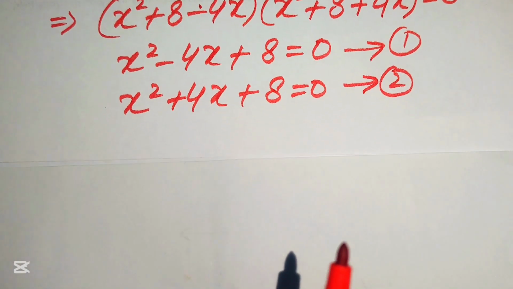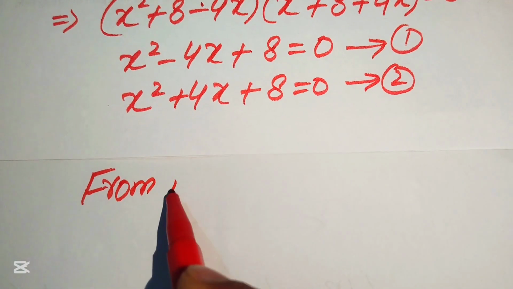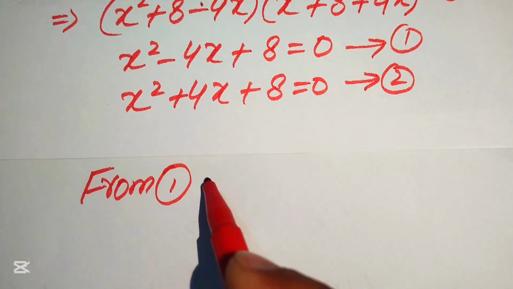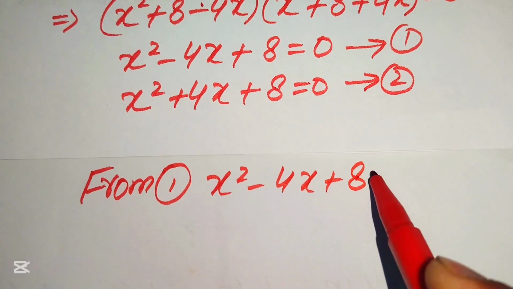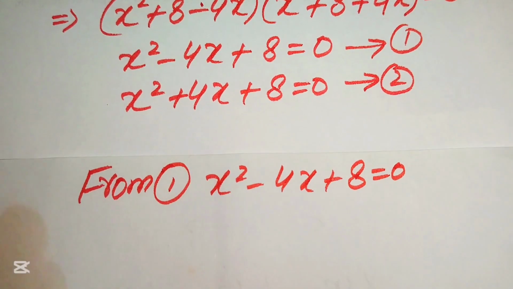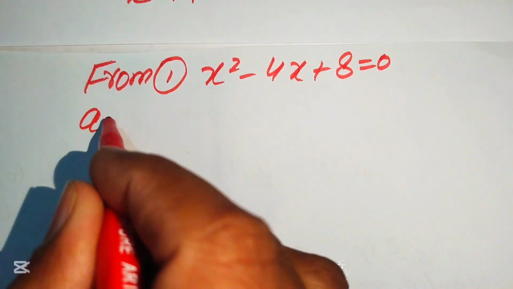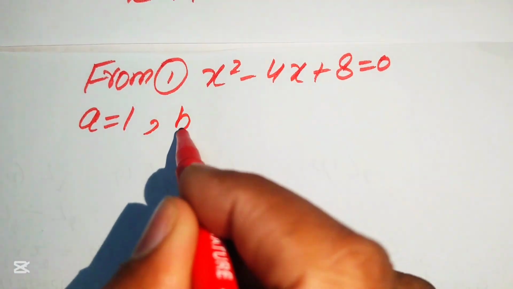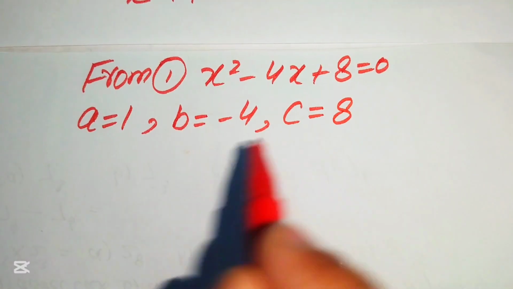So now we first need to focus on equation number 1. From equation number 1 we need to copy down here x square minus 4x plus 8 equals to 0. First we can apply the quadratic formula on this equation. Now we write the coefficients of this equation, and its coefficients are a equals to 1, b equals to minus 4, and c equals to 8.